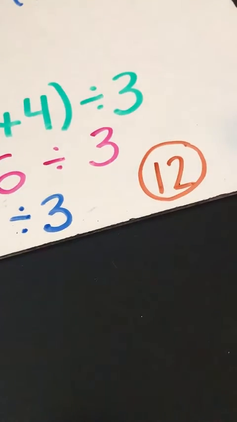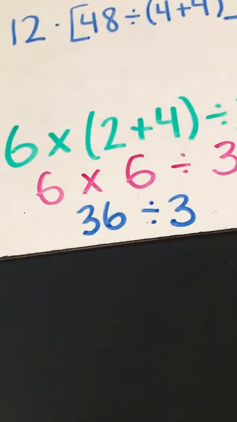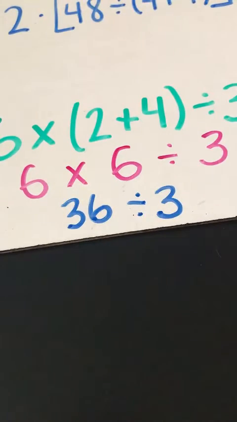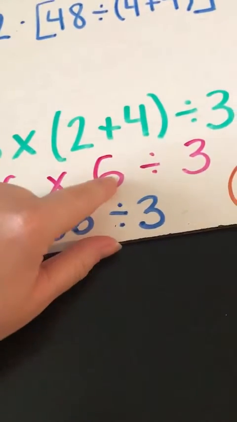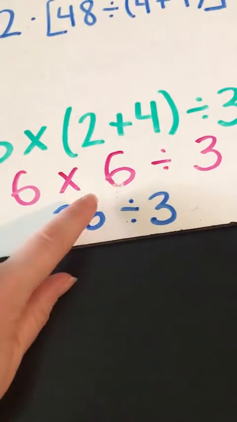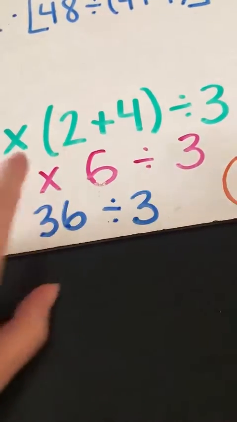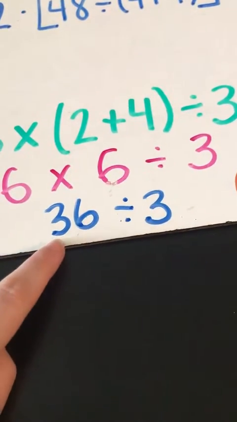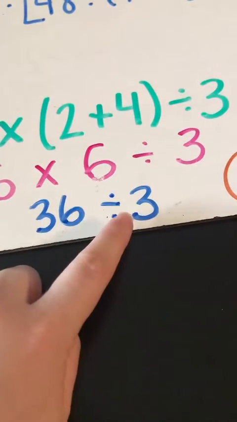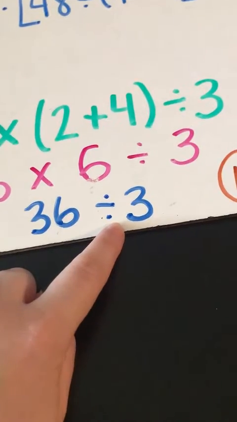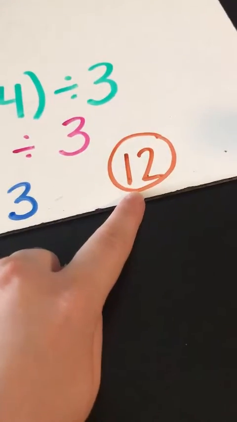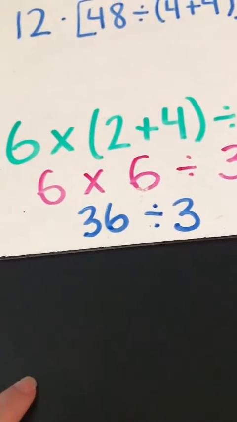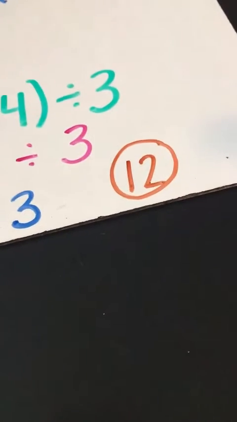So I got the answer 12 because I first solved for parentheses, which was 2 plus 4, which gave me 6. Then I multiplied next because you multiply or divide whatever comes first on the left. 6 times 6 gave me 36, copied down the 3, and divided 36 divided by 3, which gave me 12. So when you simplify this green expression here, you will get 12.